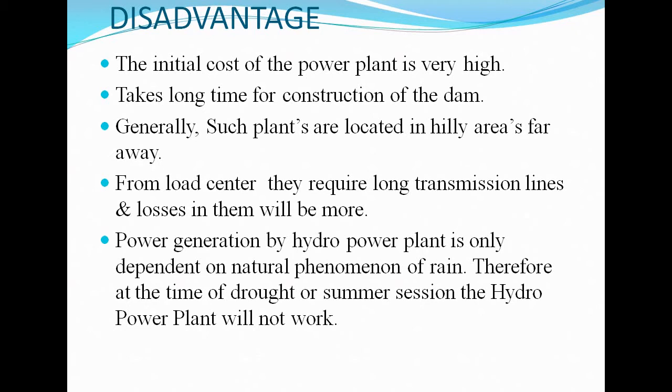Then power generation by a hydropower plant is dependent only on the natural phenomenon of rain. So at the time of drought or summer season, the hydropower plant will not work because an ample amount of water is not available in the dam. That's why power generation is not up to the mark. So these are the various disadvantages of a hydropower plant.